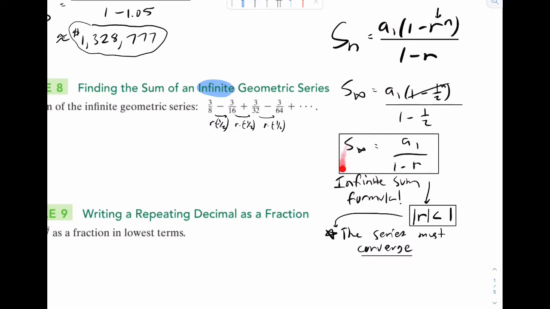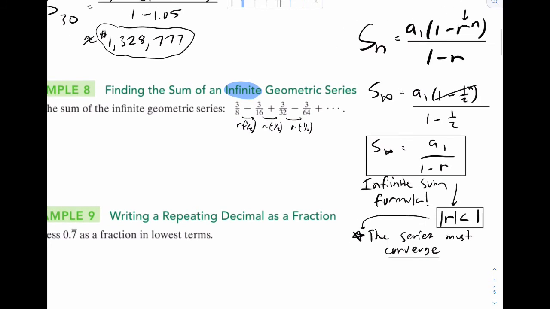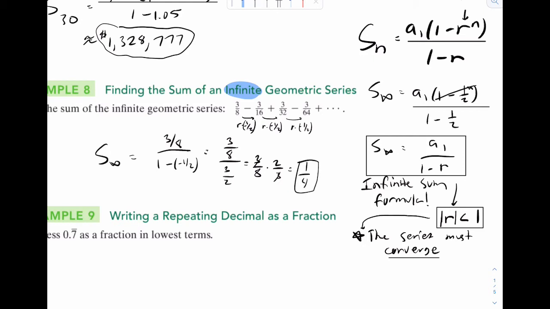So to try this formula is actually pretty straightforward. Infinite sum, the first term is 3/8 over 1 minus R, which is -1/2. For this, we don't need to calculate it. We can just do this by hand. That's 3/8 over 3/2. So that's 3/8 times 2/3, and that's 1/4. Which is pretty cool, because that means if you add up everything to infinity, you get a quarter.